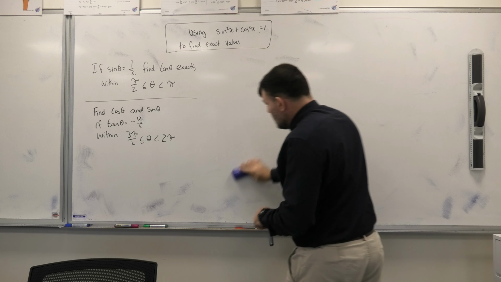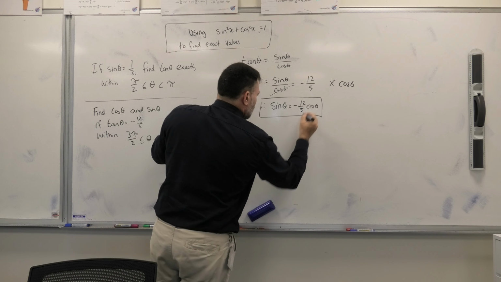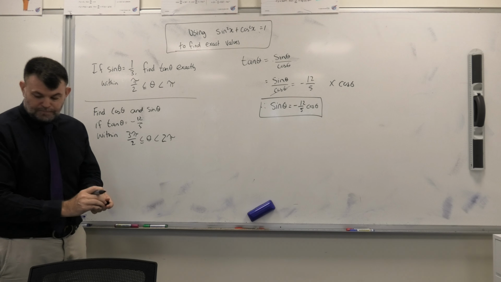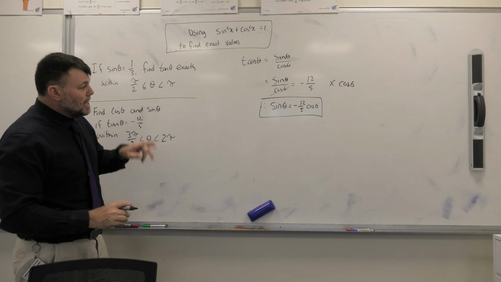So we can multiply both sides by cos theta. So therefore we have sine theta is now equal to negative 12 on 5 cos theta. So let's remember that, because we're going to come back to that a little bit later. So we've worked out what our sine theta is going to be. So now we know what sine theta is, we can rearrange some data to help us work out what cos theta is going to be.